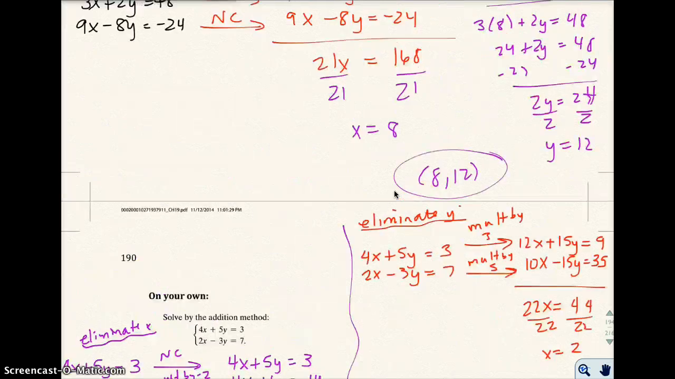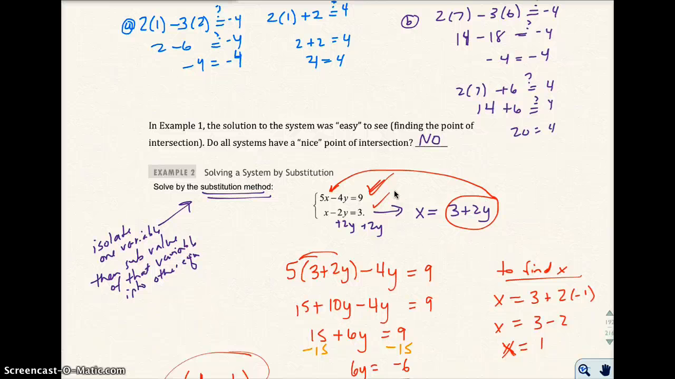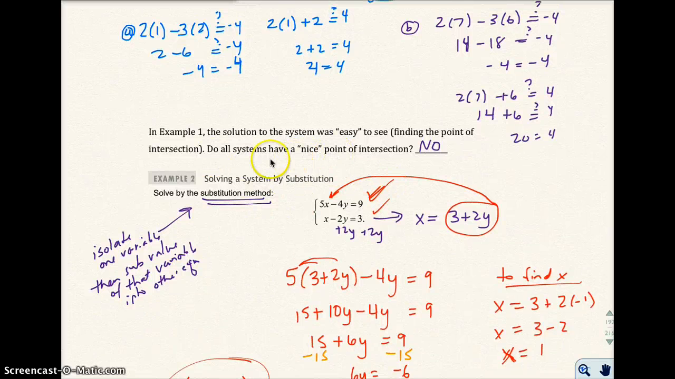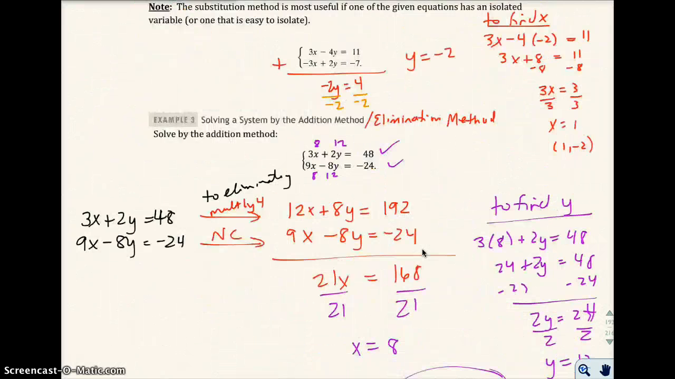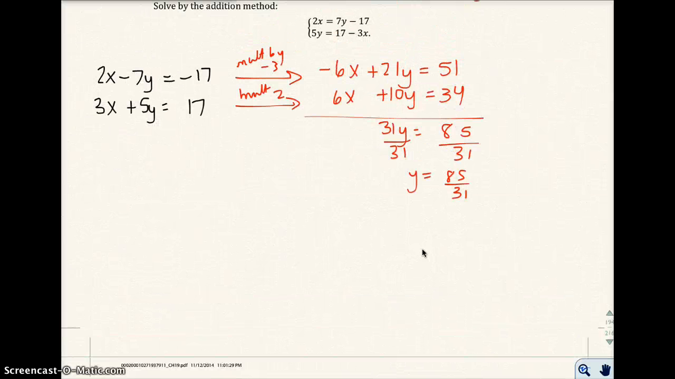Now remember a couple minutes ago, in the other video, I said, do all systems have a nice point of intersection? And the answer is no. Some points will be something ugly like 3/7, 9 over 7. You have a point that's not going to be a nice point. So here's one example, example 4, where that y value, 85 divided by 31, is not a nice number. So I leave it as a fraction.